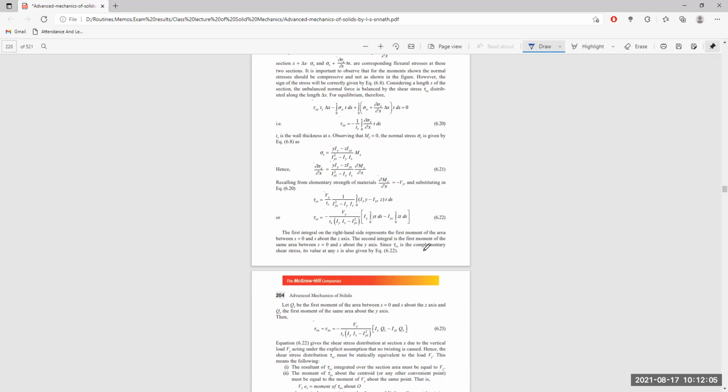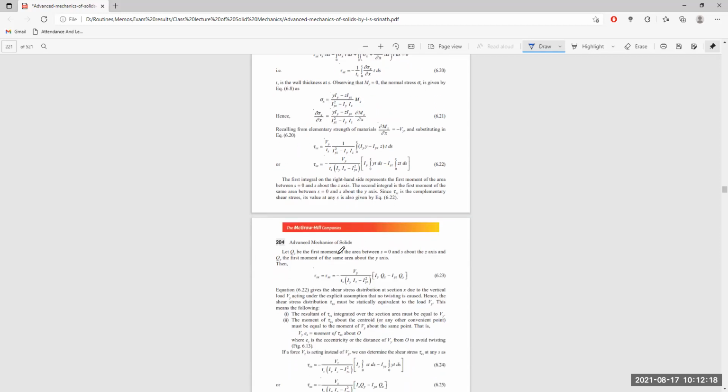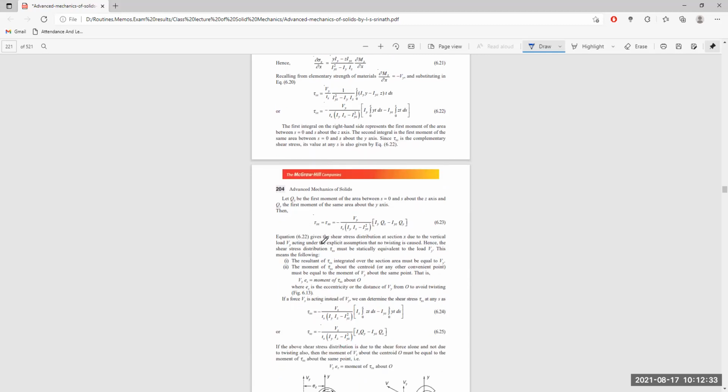Now, tau xs is the complementary shear stress. Its value at any s is also given by equation 22. This is the value of tau xs. Let qz be the first moment of the area between s equal to 0 and s about the z axis, and qy the first moment of area about the y axis. So we are replacing this integration by qz and qy. This equation 22 gives us the stress distribution.